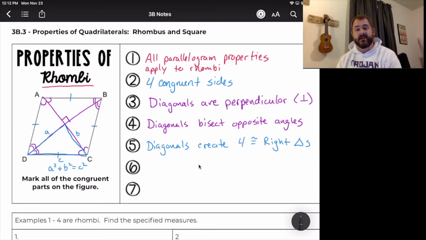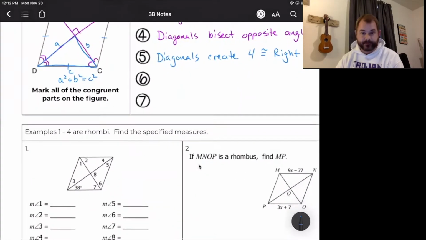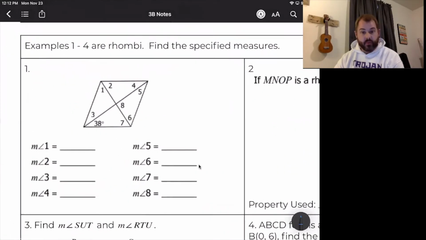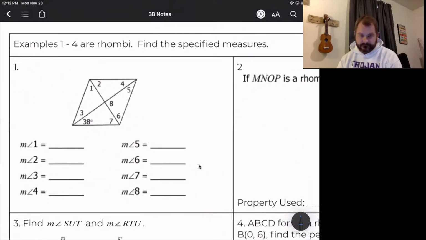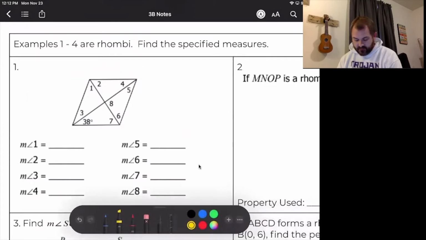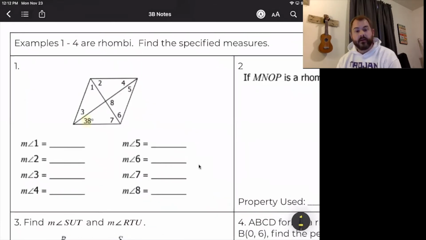We're going to use these characteristics to identify some measures and solve some equations regarding a rhombus or rhombi. So let's take a look here at number one. As we look at this, this is a rhombus. Every problem we're given here, we can assume it's a rhombus. And they just want all the angle measures. Well, there's one angle measure they give you right here. We know that is a 38-degree angle measure.